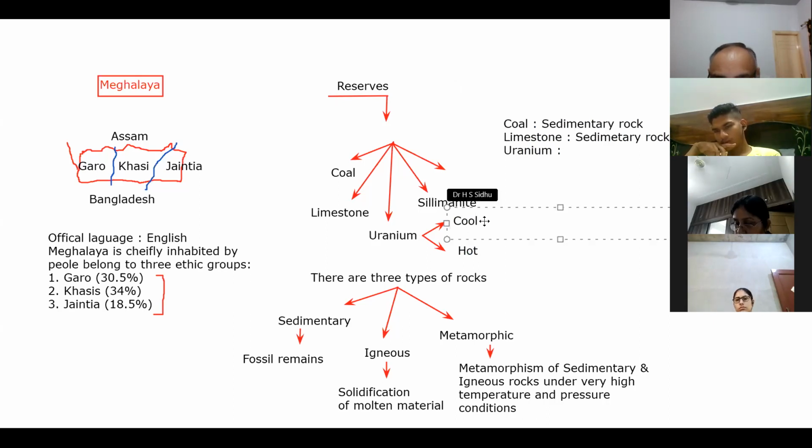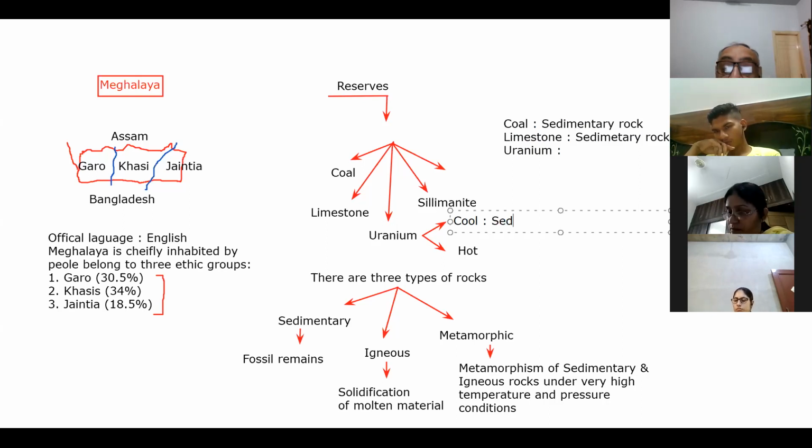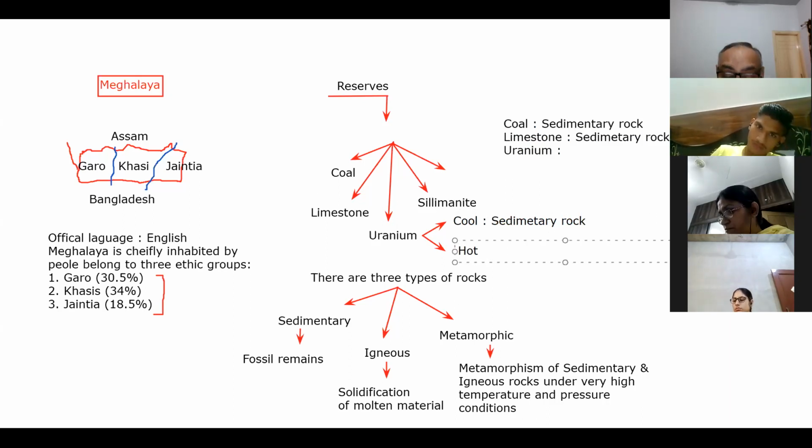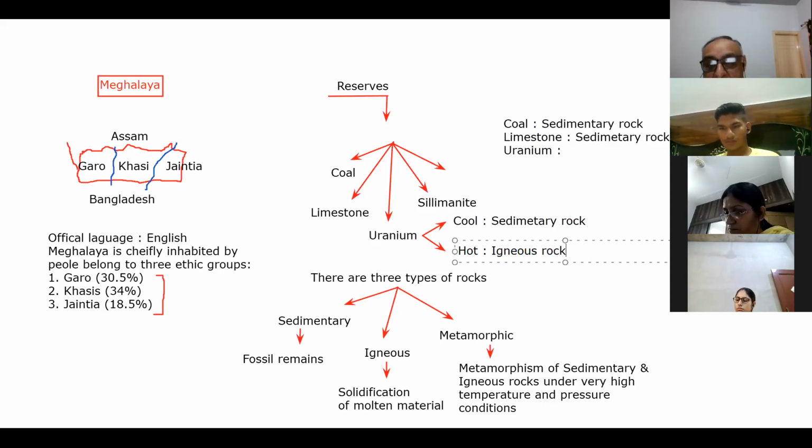So when uranium occurs in the cool settings, its source is the sedimentary rock. And when it occurs in the hot settings, then its source becomes igneous rock. So you should keep this in mind. It is found in the sedimentary rocks as well as in the granitic rocks also. Granite is an igneous rock.